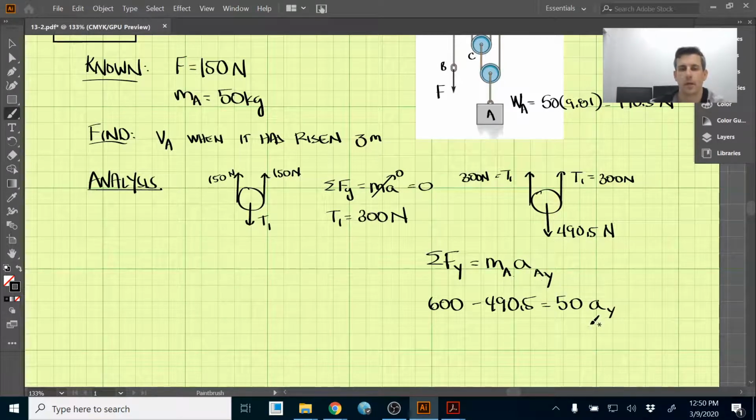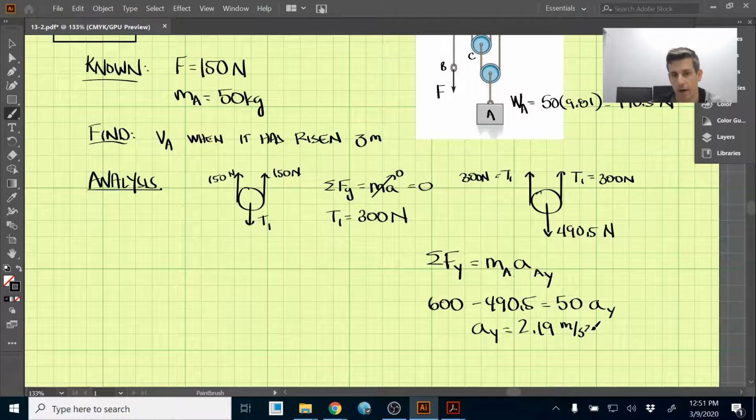All right. So solving this equation, we have the acceleration in the y direction comes out to be 2.19 meters per second squared, and that is upwards. All right, so that's something we should note.